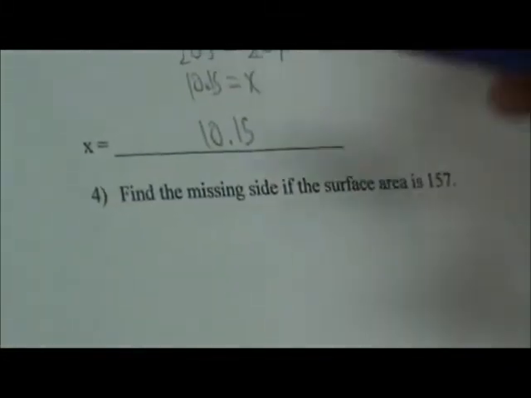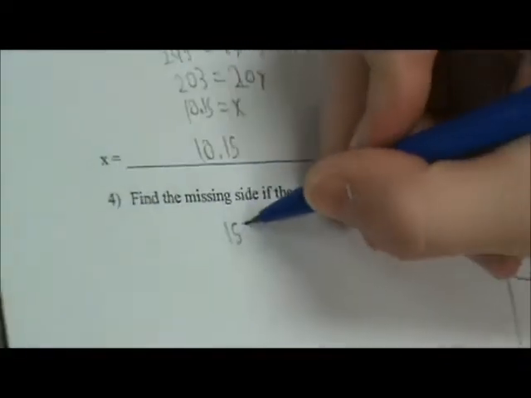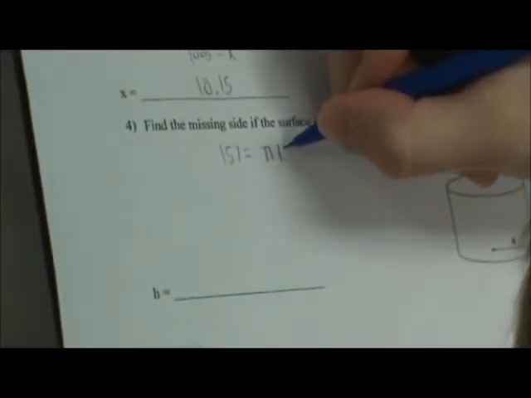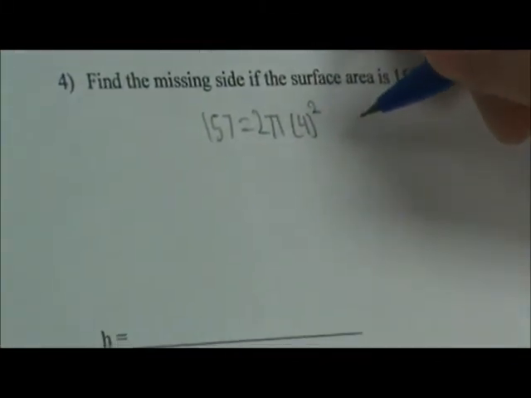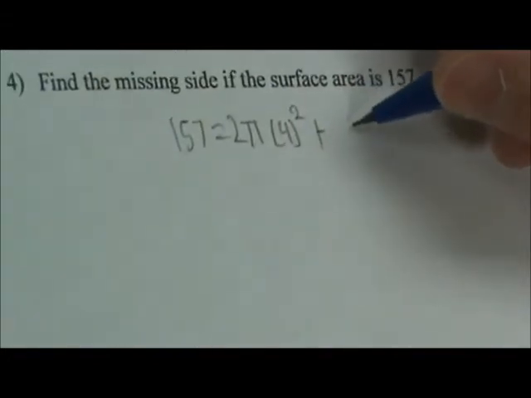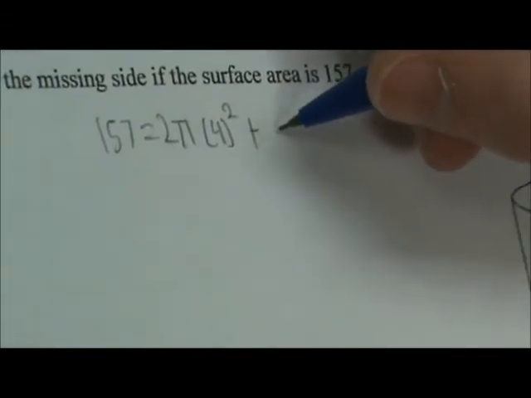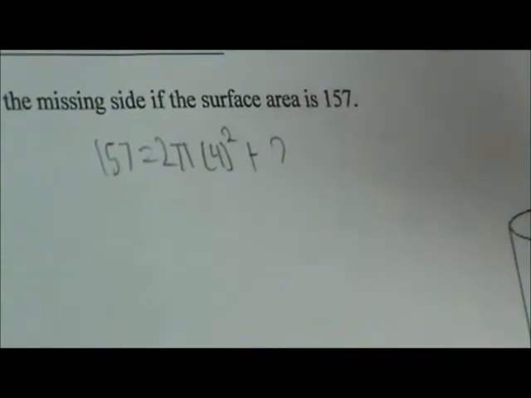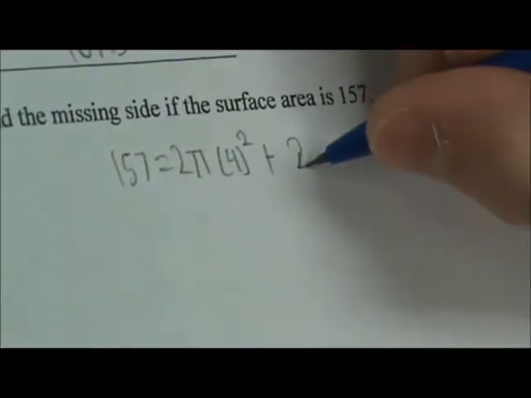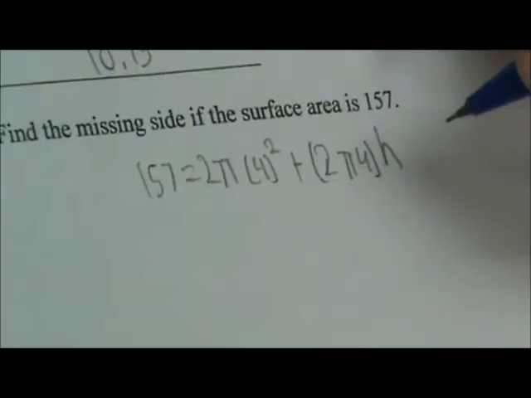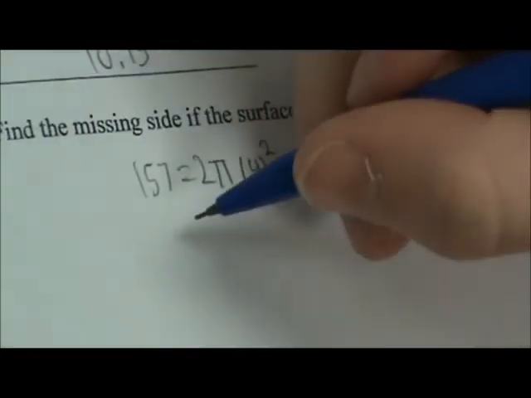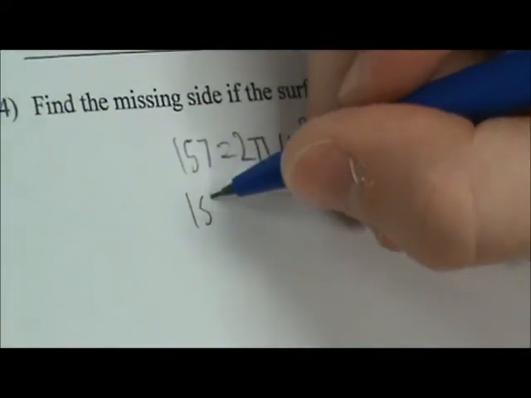And for number 4, we have to find the missing side again. If the surface area is 157, we just use the formula 2 pi r squared plus 2 pi r times height. We're trying to find the height. So it's going to be 2 pi 4 squared, because the radius is 4, plus 2 pi 4, because that's the circumference, times the height. We don't know the height, so that will be h. So 157 is going to equal 32 pi plus 8 pi h.